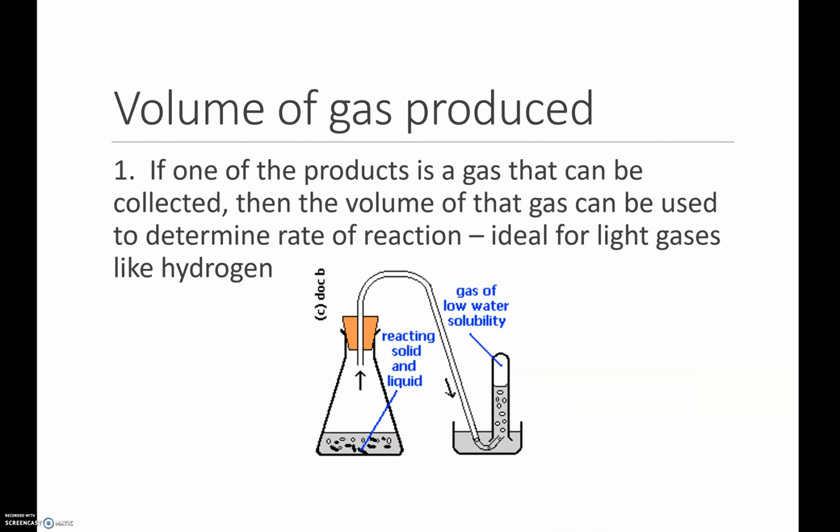So one way to measure, instead of directly concentration, we can measure the volume of a gas. And this works especially well if we are dealing with a light gas like hydrogen. So we've got an Erlenmeyer flask with a stopper and a tube. The tube goes into a water bath, and that water bath has a test tube in it. And the test tube, or a graduated cylinder is going to be even better, is going to measure the amount of gas that is produced over time.